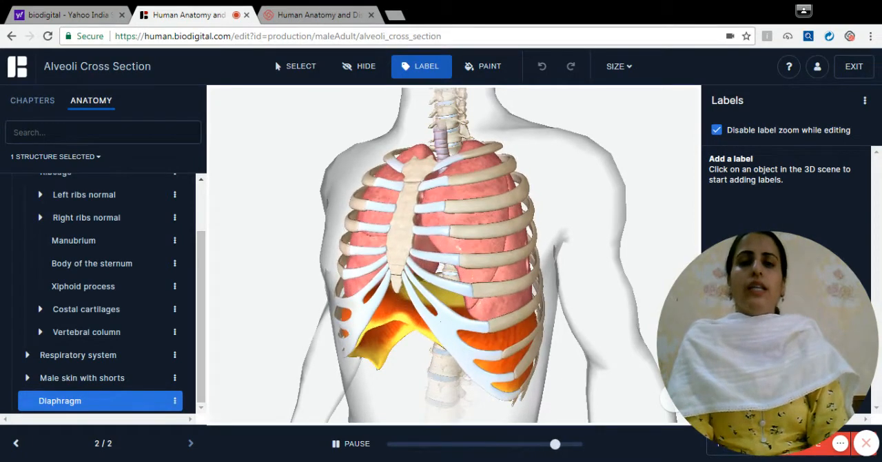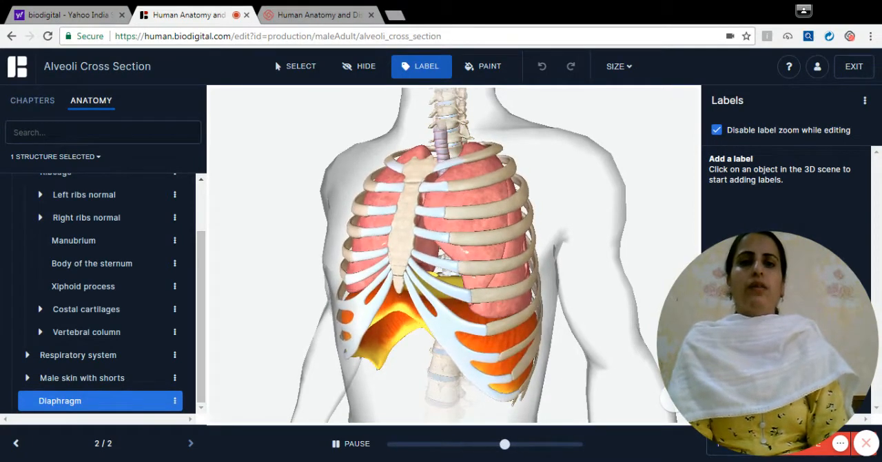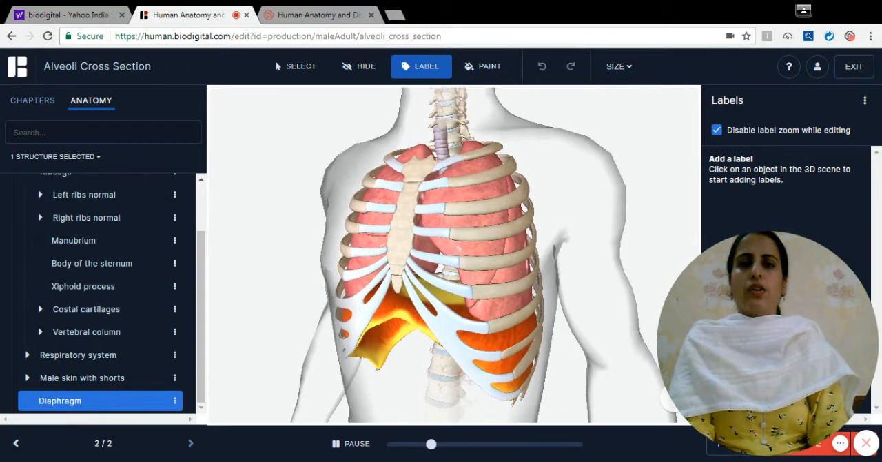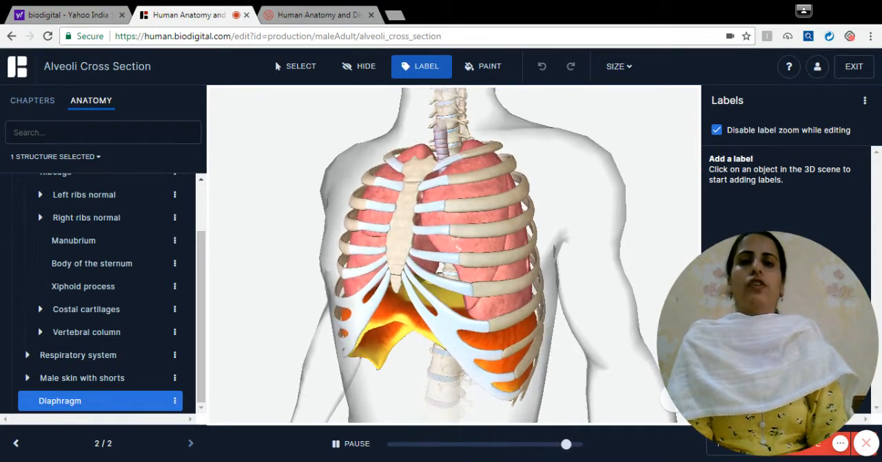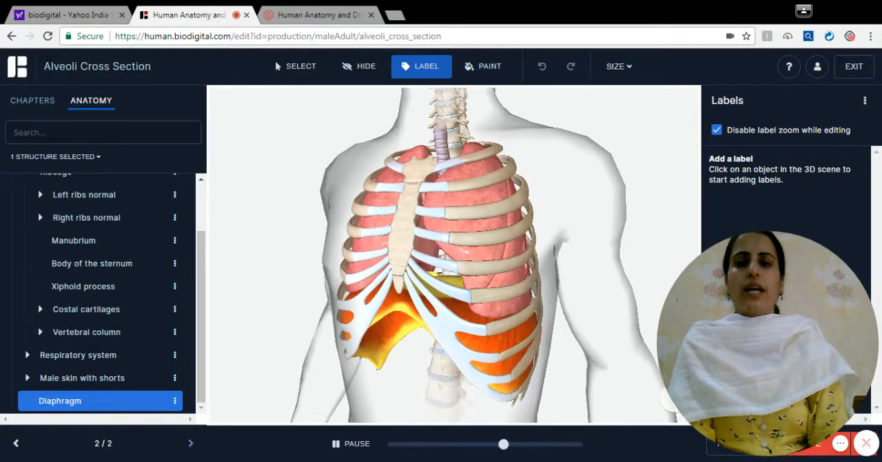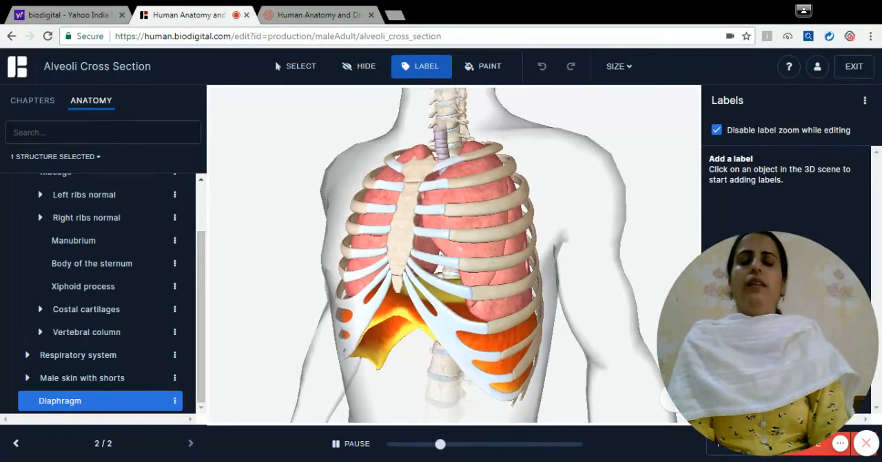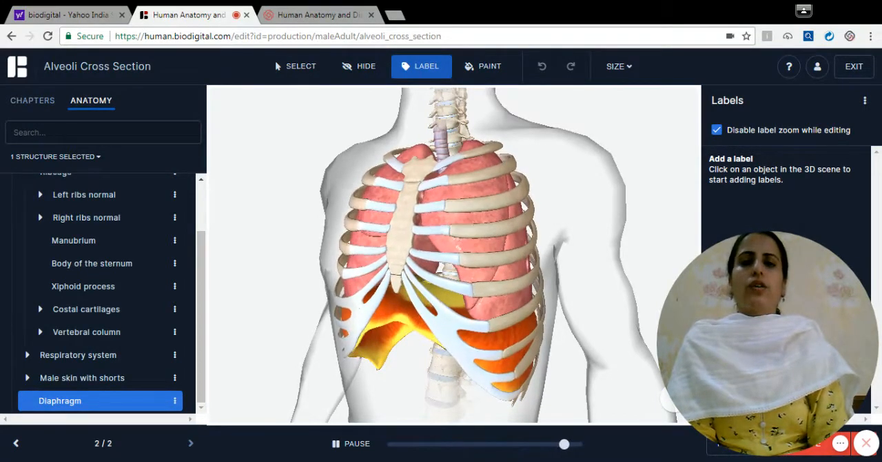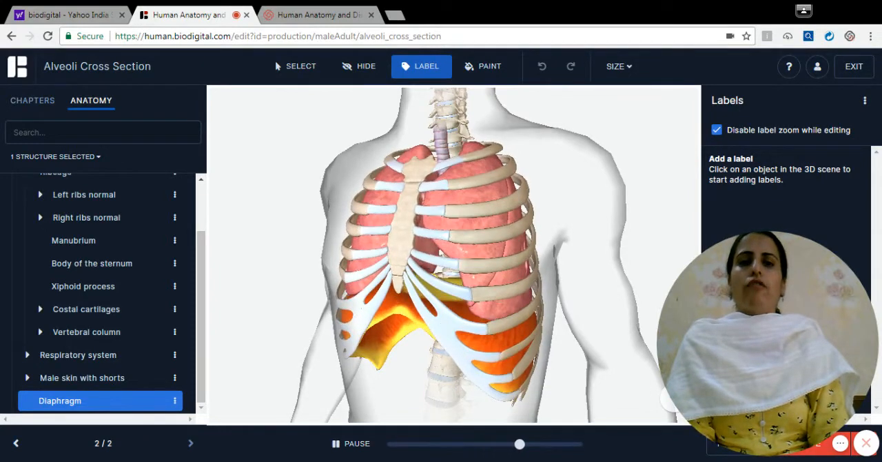So in this lecture, I will tell you about the main respiratory organ, the region where the respiration actually takes place and the exchange of gases happens, and I will also show the 3D model of the movement of the rib cage or the respiratory cage.